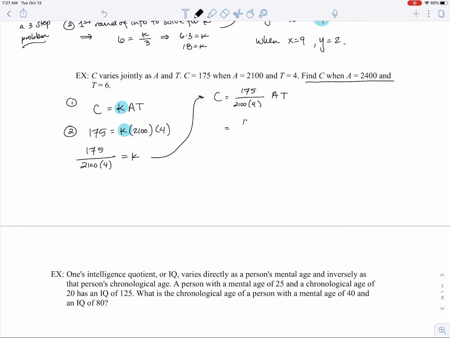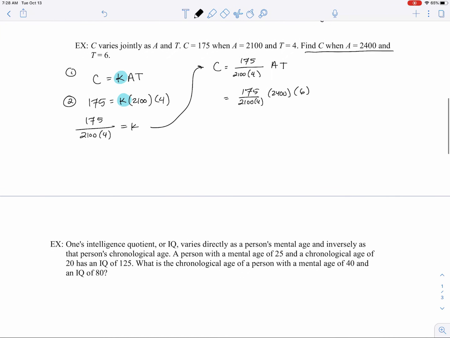Find C when A is 2400 and T is 6. Now, before I didn't have too much luck, I don't think, trying to simplify this. However, now with these extra values in here, there's more to work with. So let's see. Let's kill some zeros first.